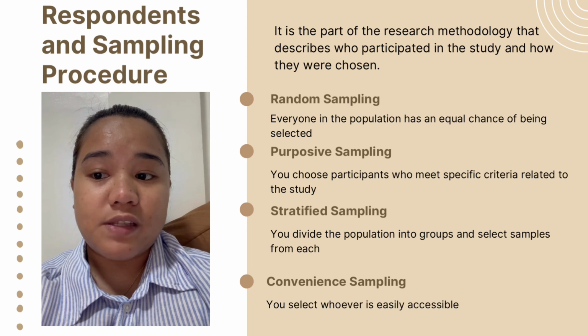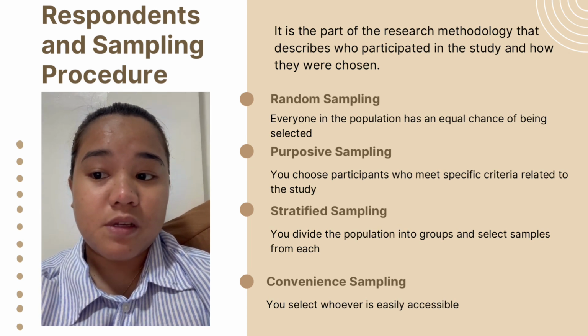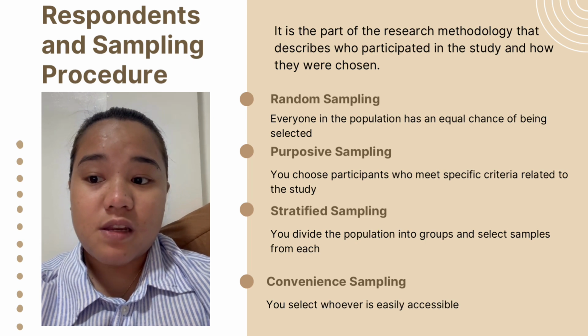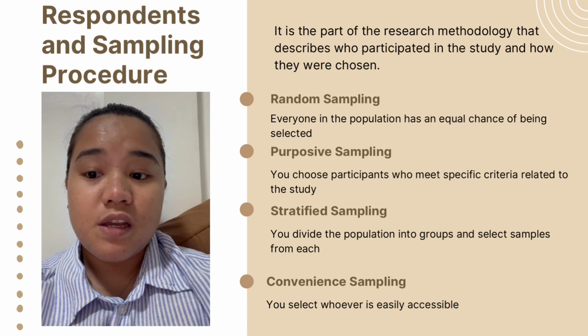Third is the stratified sampling. You divide the population into groups and select samples from each. And lastly, the convenient sampling, where you can select whoever is easily accessible.